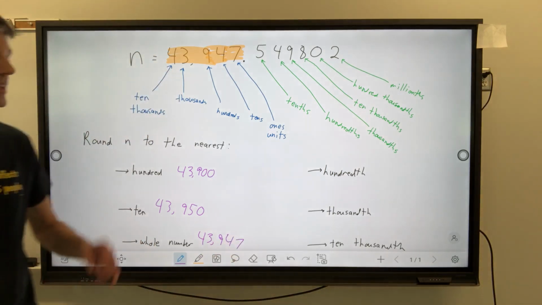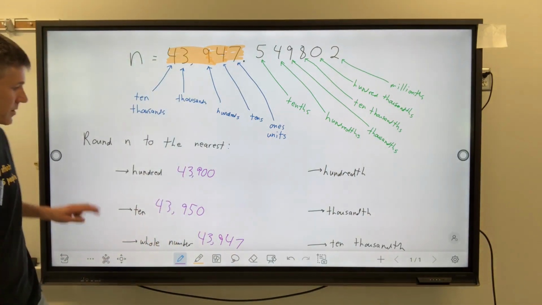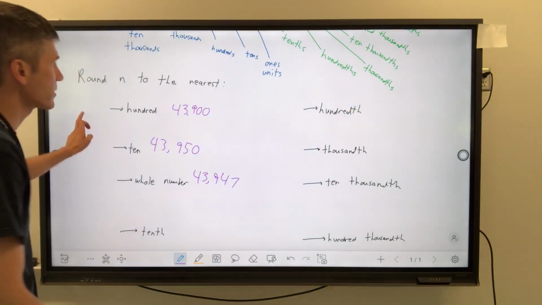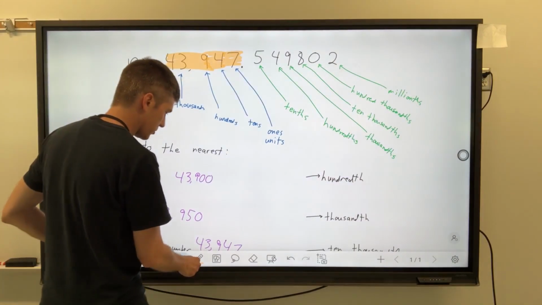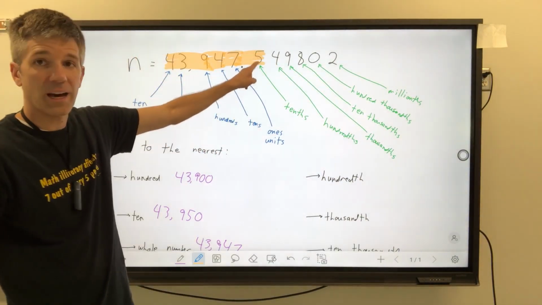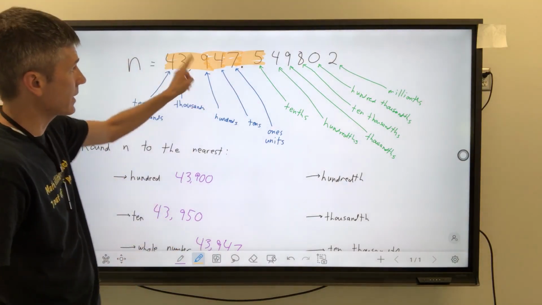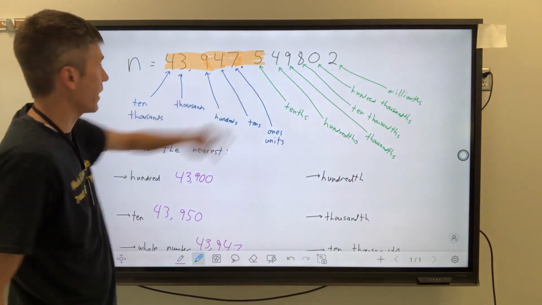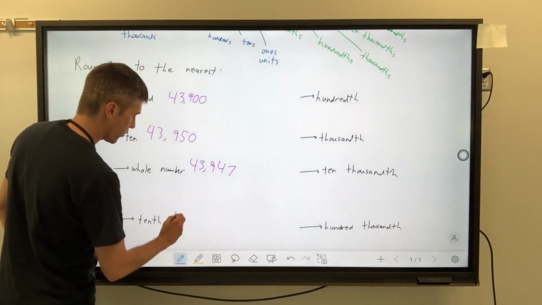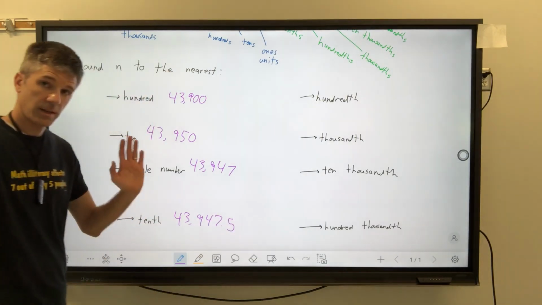Okay, let's keep going. We're going to round to the nearest tenth. They did not ask for the nearest hundredth. The nearest tenth is going to be 1 decimal place. So now we're going to go a little further. So again, does the 4 make the 5 go up? No. So our answer for this one is 43,947.5. Okay, that one's done.